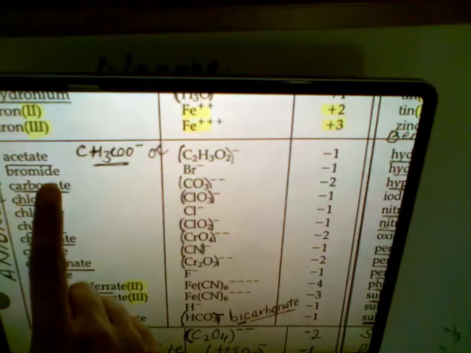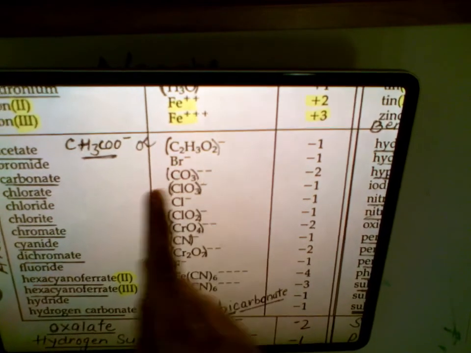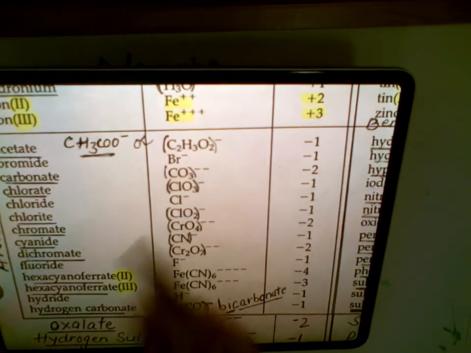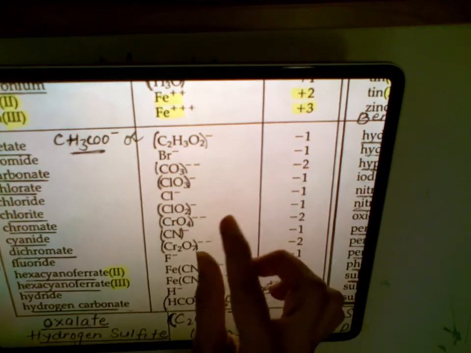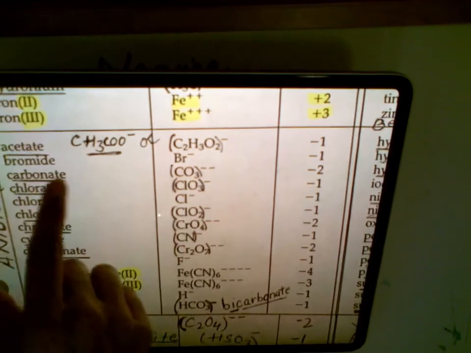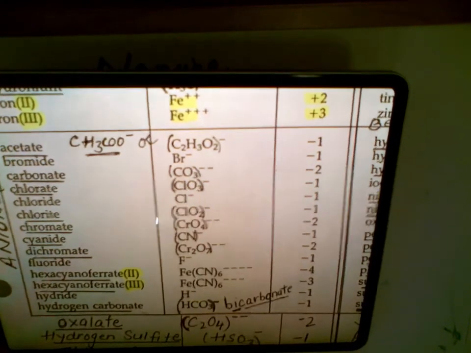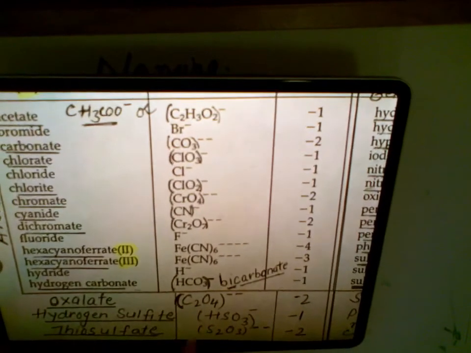If you look at acetate, it's made up of carbon, hydrogen, oxygen. If you look at carbonate, it is made up of carbon and oxygen. These are polyatomic ions because they are made up of 2 or more atoms but acting as one unit. Another one like bromide is just bromine, only one type of atom. Everything I have underlined are polyatomic ions.